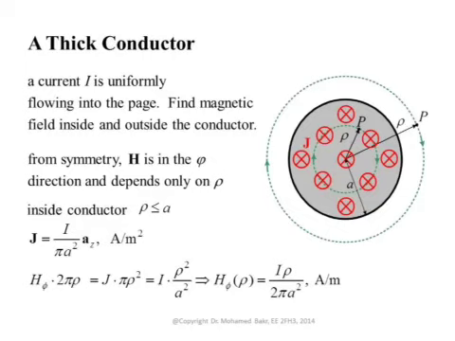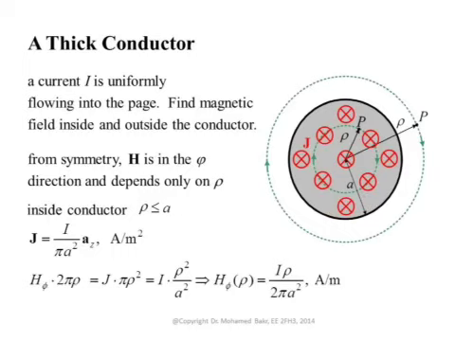Another interesting application of Ampere's law is to calculate the magnetic field resulting from a thick conductor carrying a current. So we have here a conductor which has a radius of a. It's carrying a current flowing into the page, and you assume for now it's uniformly distributed along the cross section.